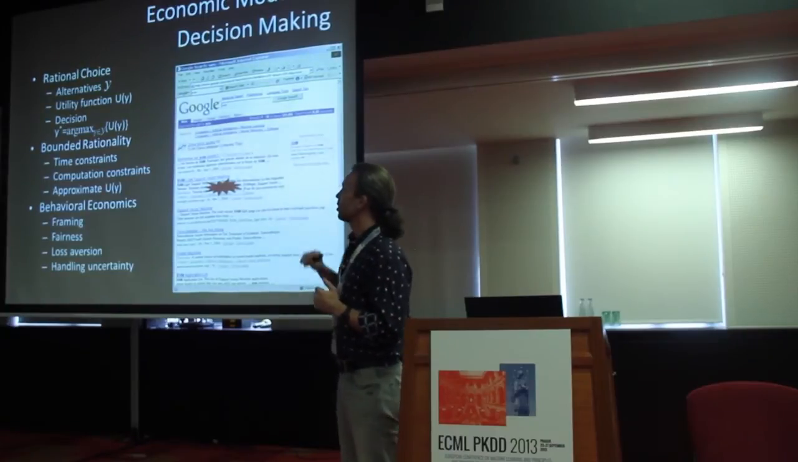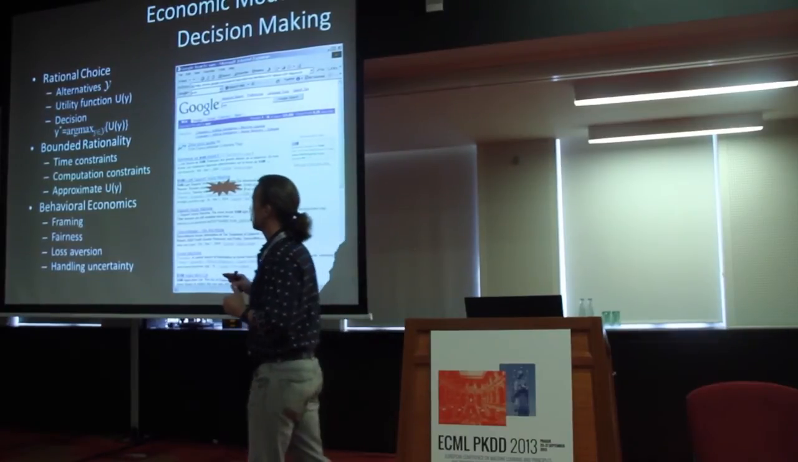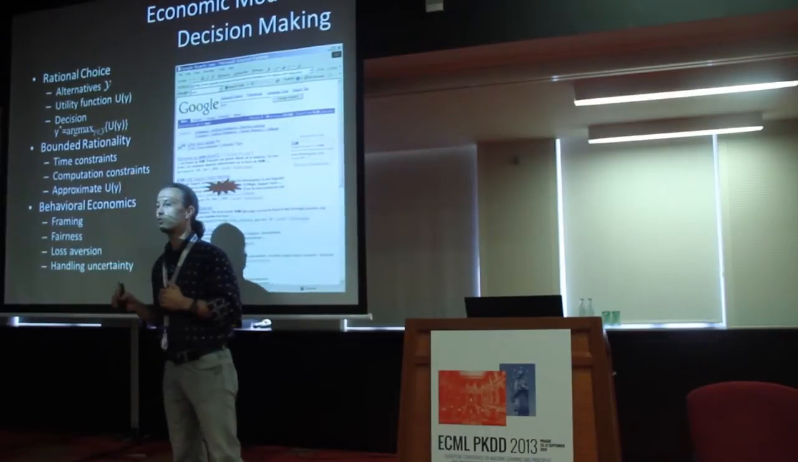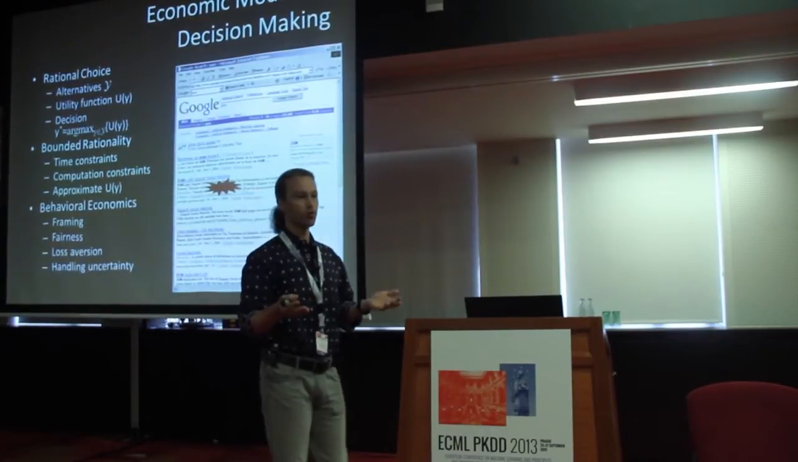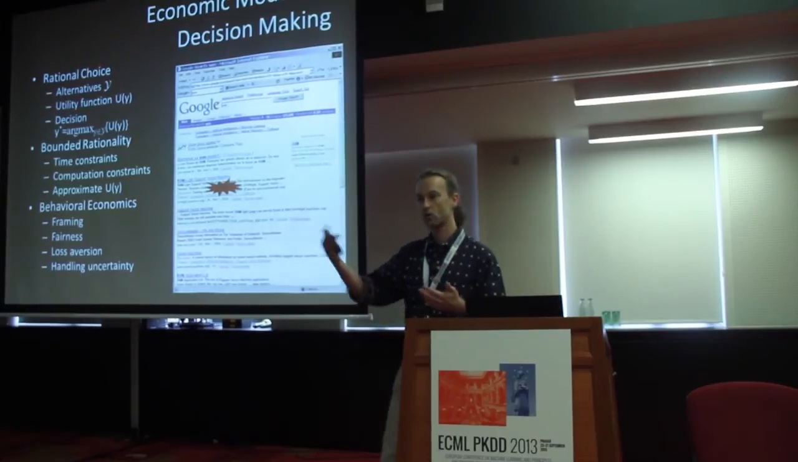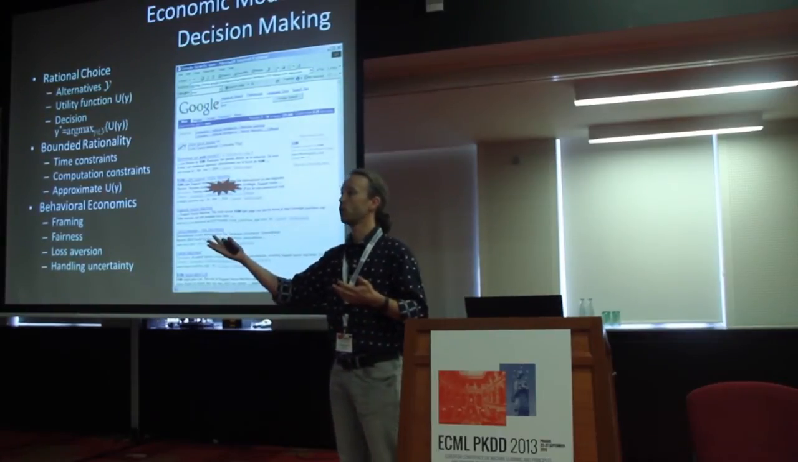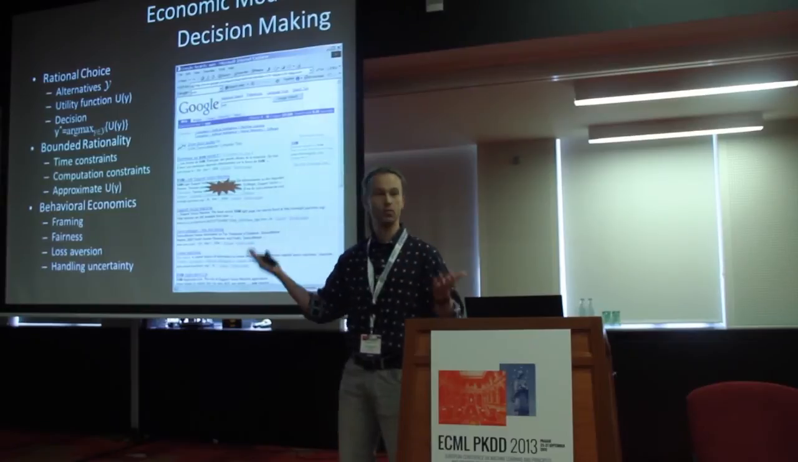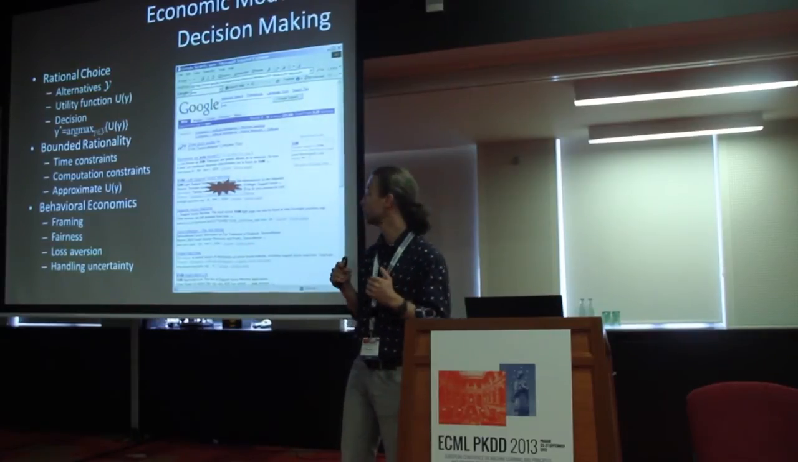And those are the types of models we're going to use in this talk. So, behavioral economics then goes even further and fixes some of the observed problems with bounded rationality models. For example, things like framing. Whatever you make the default is going to be the most popular choice. This is outside of this utility model. You can't model it as utility.